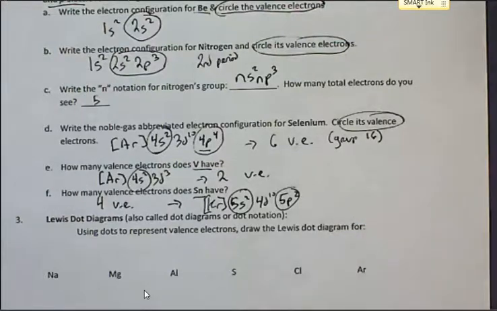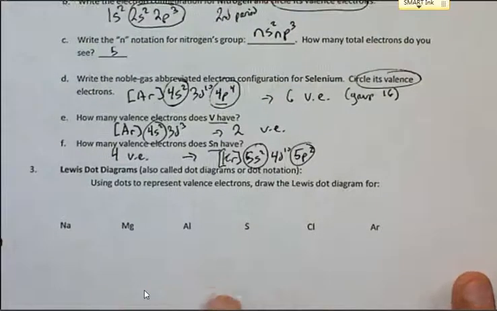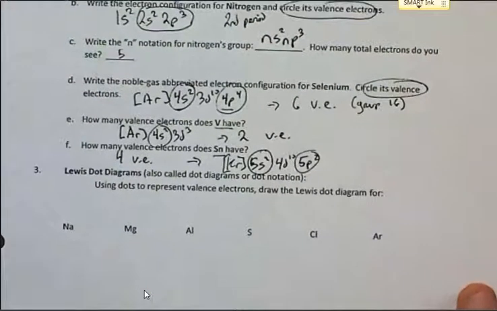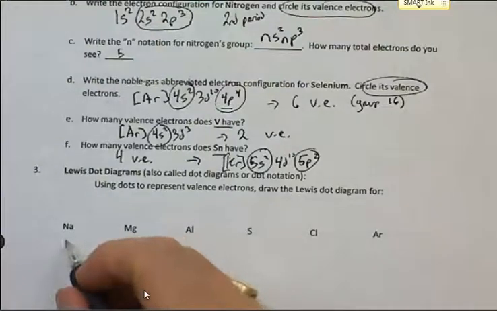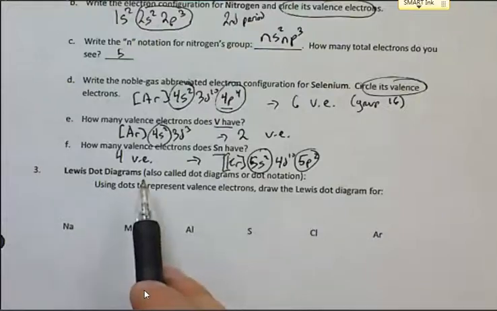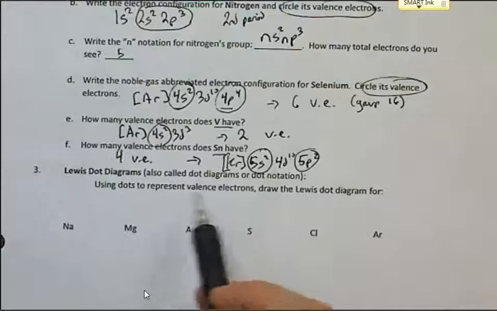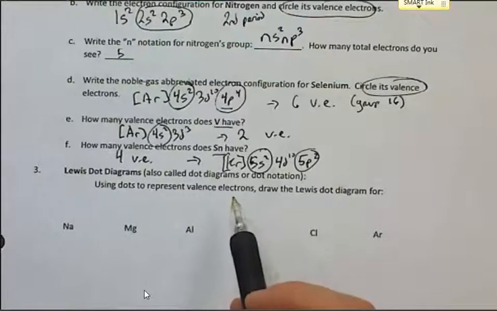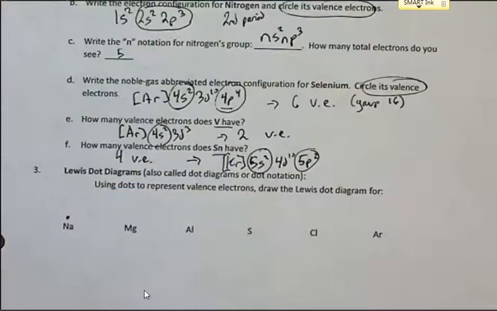Okay, so now that we've done all this work with valence electrons, we're going to see how we can use it. Valence electrons are going to be very important because they predict how things are going to react. So let's see how we might represent that. Sodium comes from a group that has one valence electron. So to write a Lewis dot diagram, which you can also call dot diagrams or dot notation, each dot is going to represent a valence electron. Sodium has one valence electron, so sodium gets one dot.